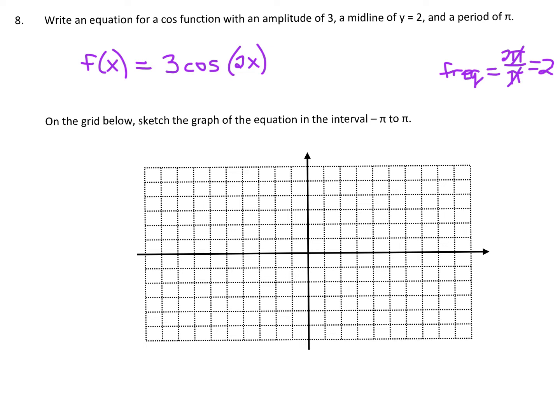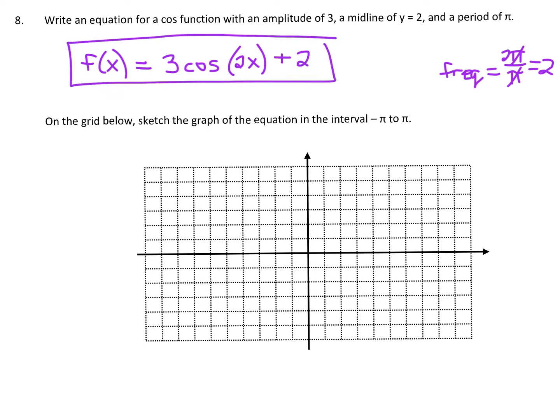They don't say anything about a horizontal shift, but they do tell us that the midline is y equals 2. Remember, the midline is y equals the vertical shift. So they're telling us that we have a vertical shift of positive 2. Okay, so this is the answer to the first part. This is an equation for the cosine function.